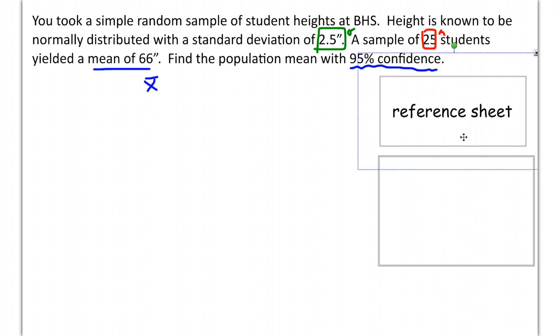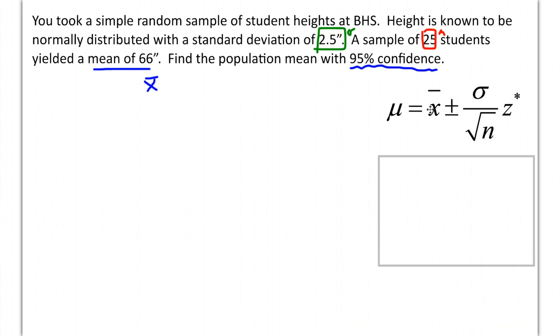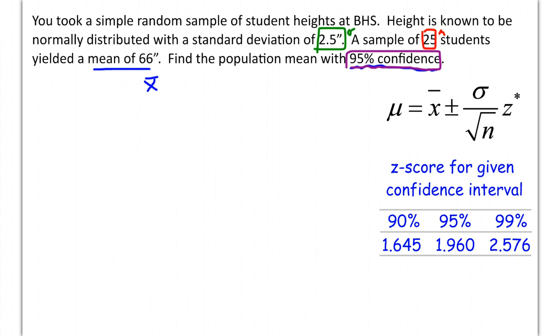Now, instead of memorizing that formula, we're going to go ahead and pull that from our reference sheet here. And that's going to be mu is equal to X bar plus or minus all of this stuff right here. First thing I'm going to do is start plugging in those values, because I believe I know X bar right here, 66 inches, sigma 2.5, I know n is 25, and z star, well, I want to be 95% confident in my answer here. That's going to translate to a z-score of 1.960. So z star is going to be that right there.